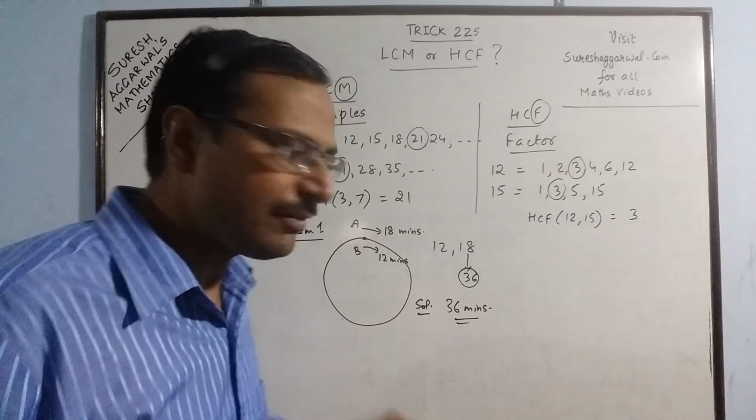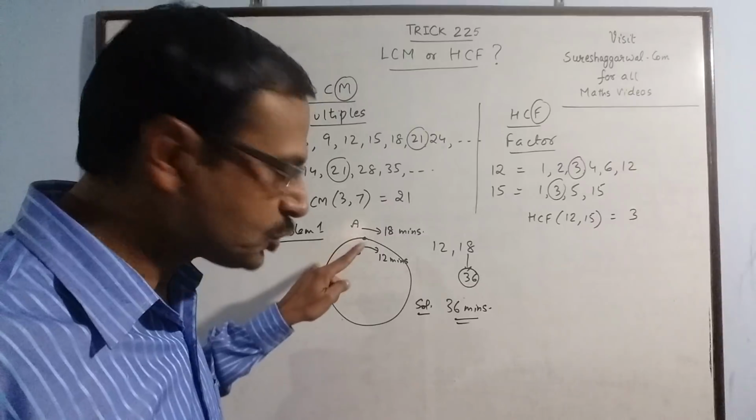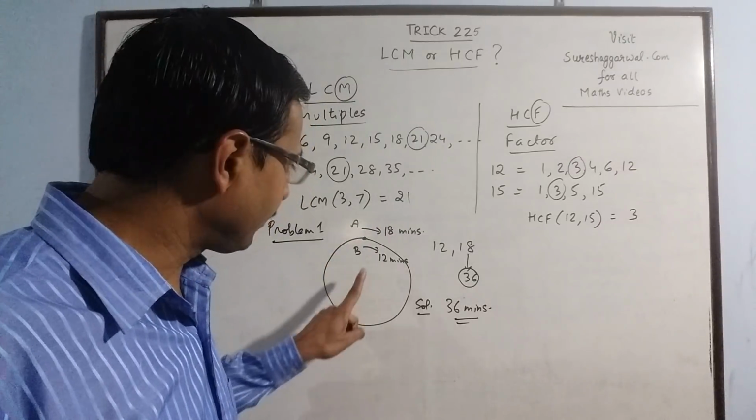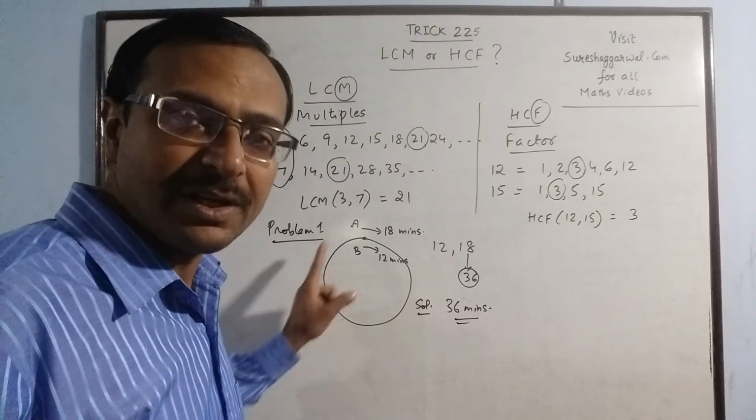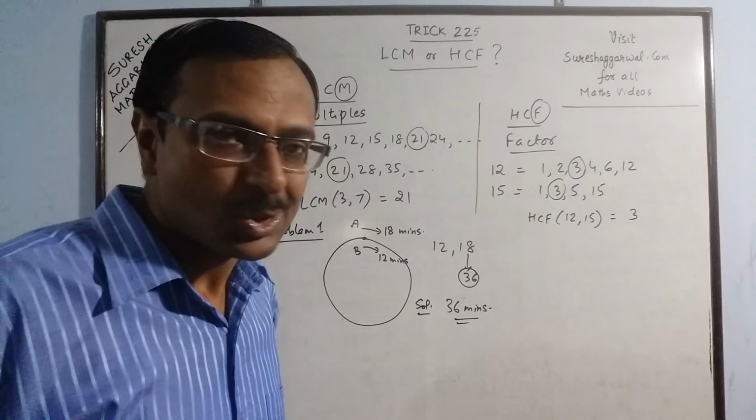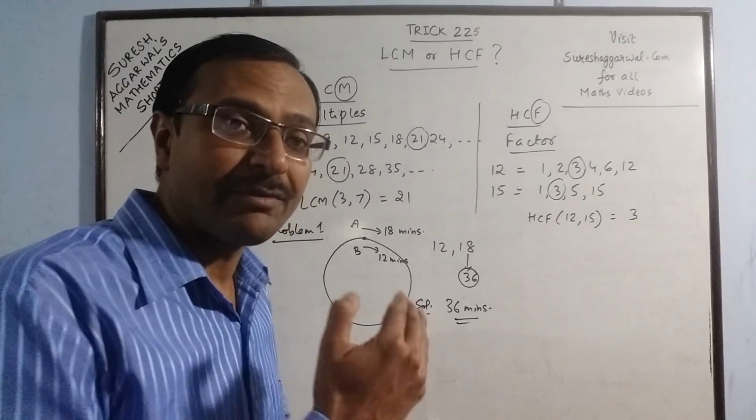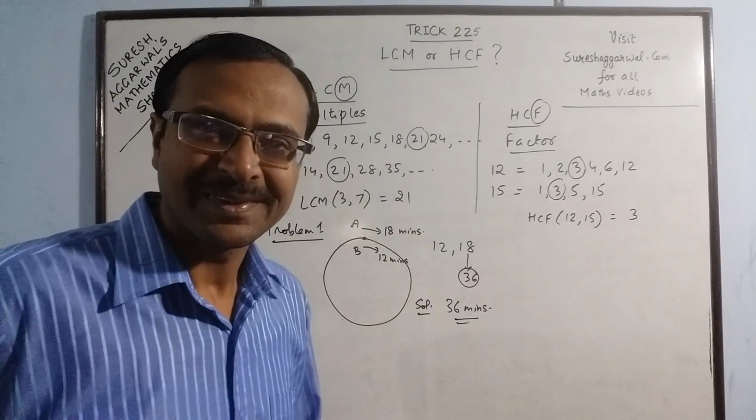You can very easily verify. In 18 minutes, A will complete 2 rounds of this circular path. 12 times 3 is 36, so B will complete 3 rounds. So after 36 minutes they will be here again. So the concept of LCM is used whenever your answer is more than the original numbers.